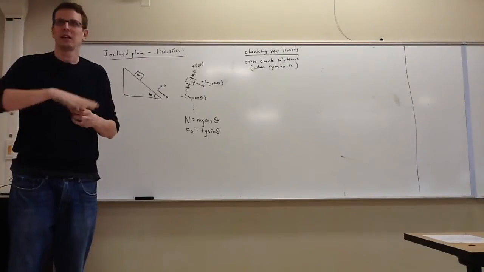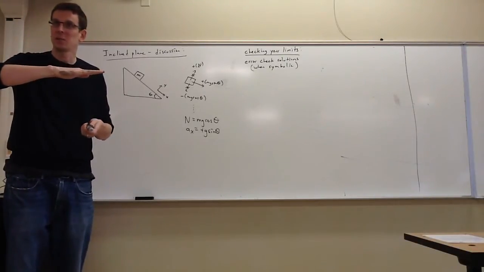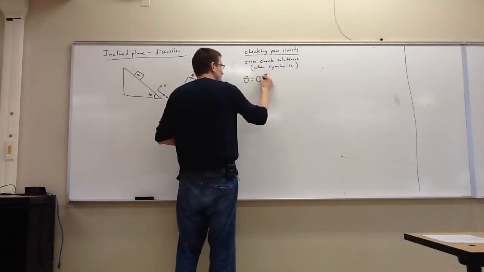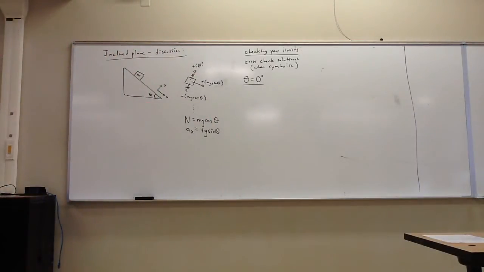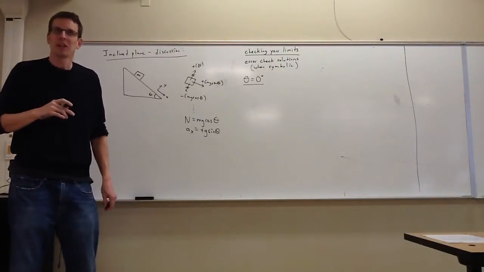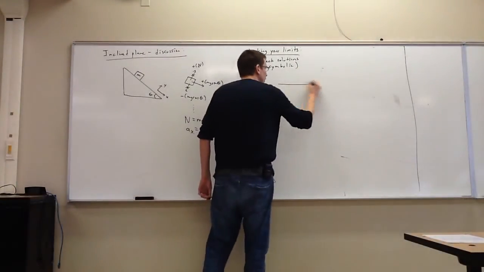What would be some angles, though, where you kind of know what's going to happen? What angles of incline? 0. 0 degrees is not an incline anymore. It's flat. So the first limit I'm going to explore is theta equals 0. So I'm going to redraw it with an incline with a vanishingly small angle until there's no tilt at all. It looks like this.